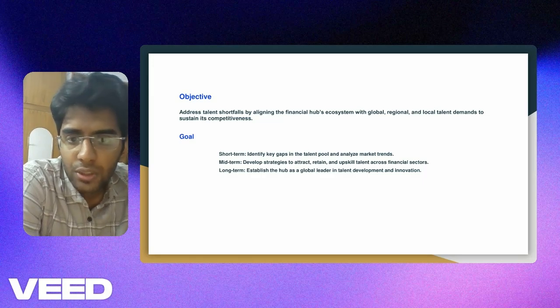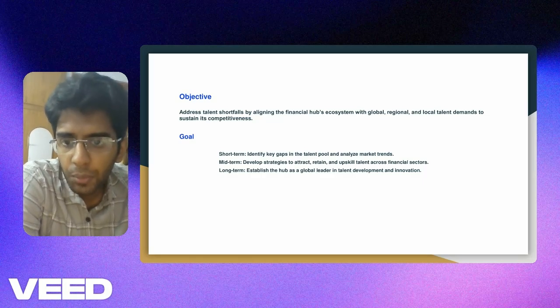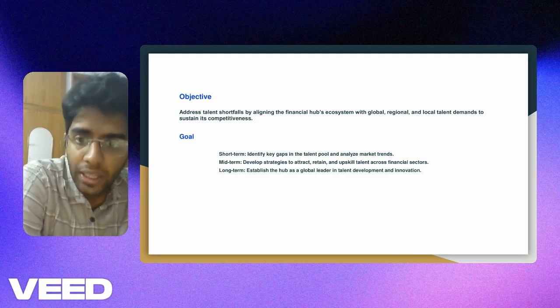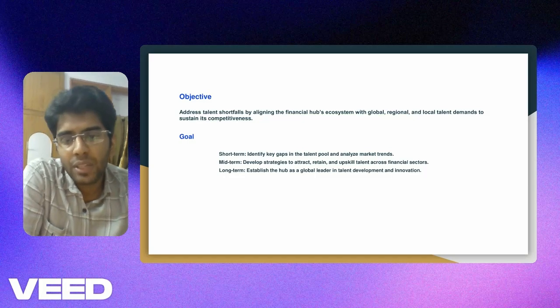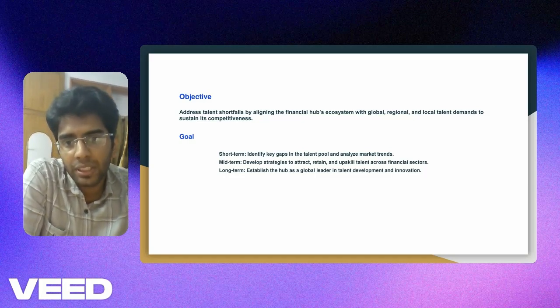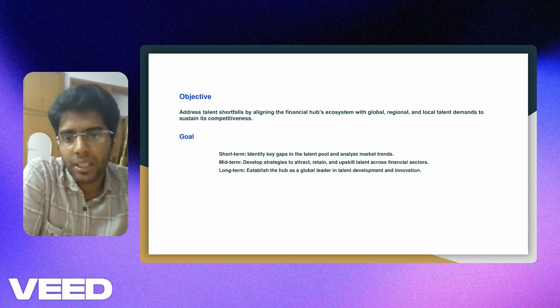The goal through which we can solve this is, first, we need to have short-term goals, which is to address the key gaps. Which is to understand what are the key gaps currently in the talent pool. We need to understand what are the skills of which we require people, but we are lacking, so that we can attract them from around the world.